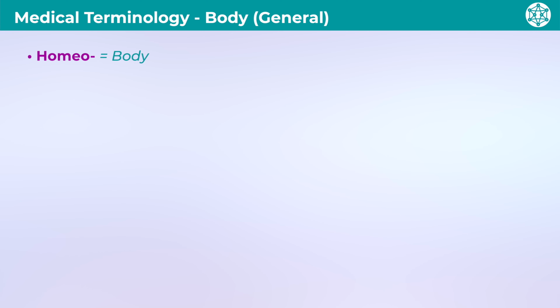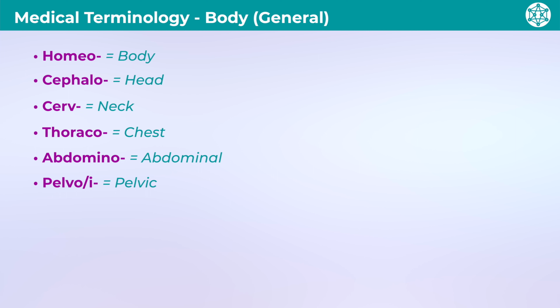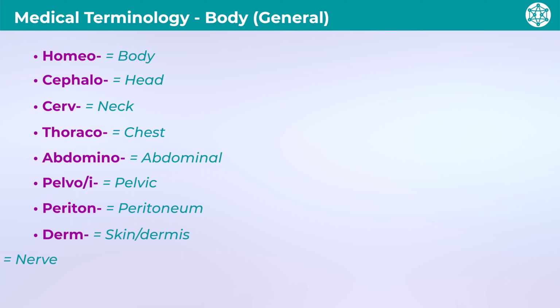Now getting into the body itself, just some general terms. One is homeo, which just means body. Cephalo is head. Cerv or cervical refers to the neck. Thoraco or thorax is the chest. Abdomino is the abdomen or abdominal. Pelvo or pelvi is just pelvic or just related to your pelvis. Periton is just related to the peritoneum, so the lining within your abdomen.